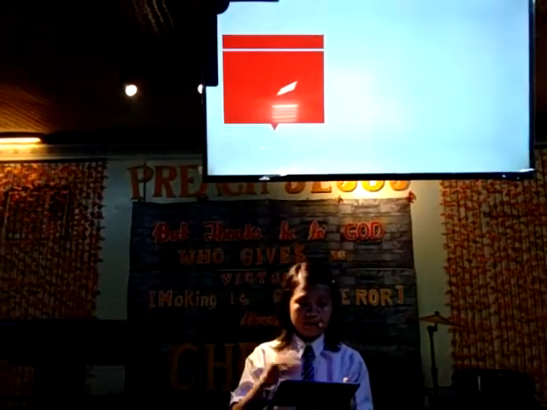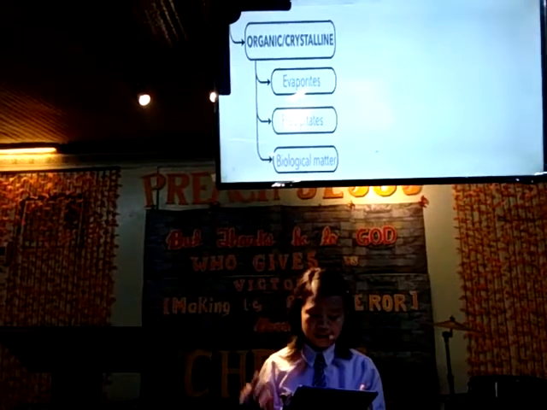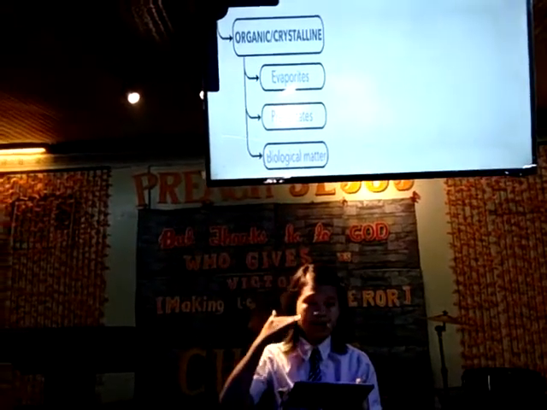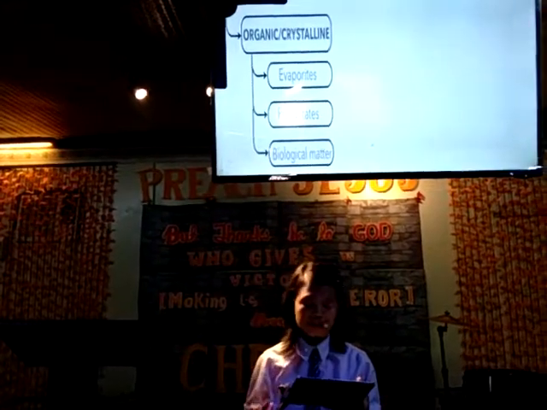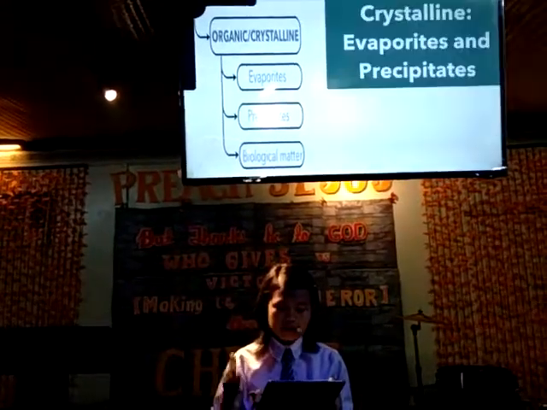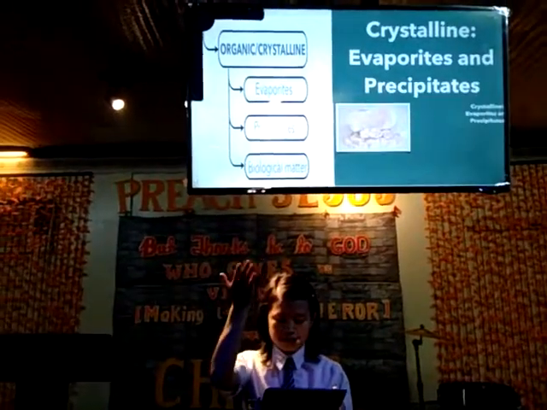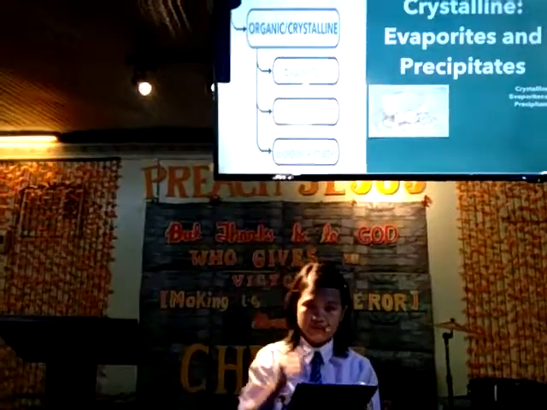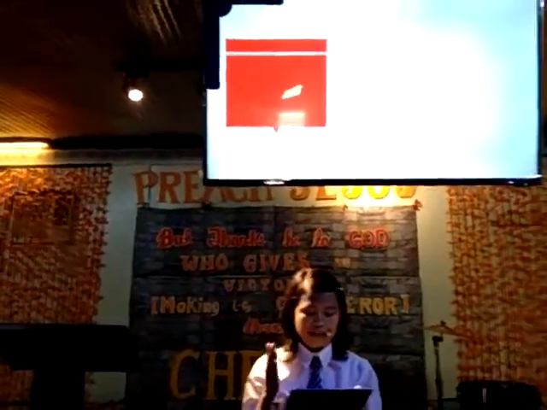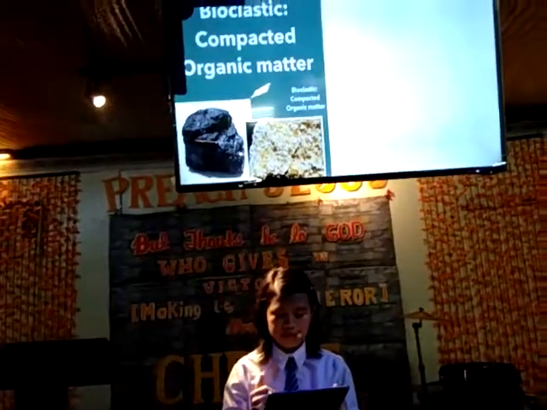Then the organic, the crystalline evaporites, precipitates, and biological matter. Crystalline evaporites and precipitates: this is a picture of rock salt. Bioclastic: compacted organic matter.